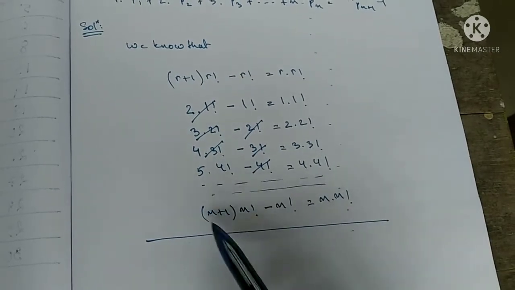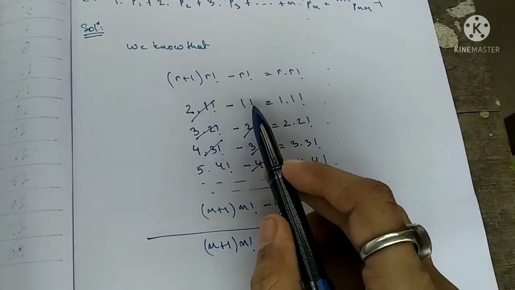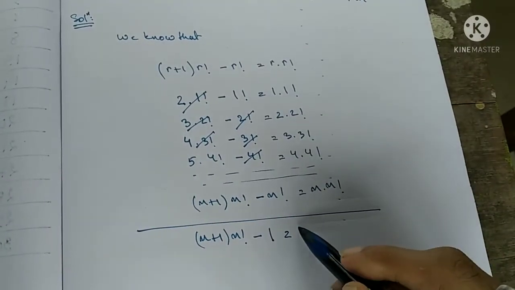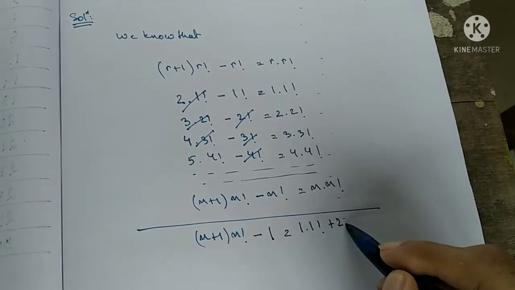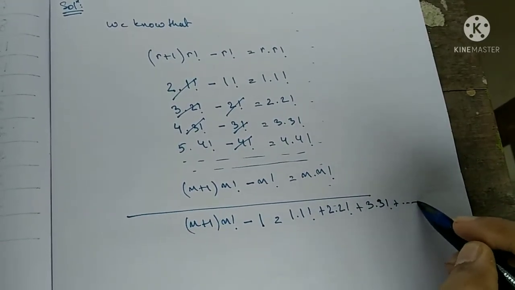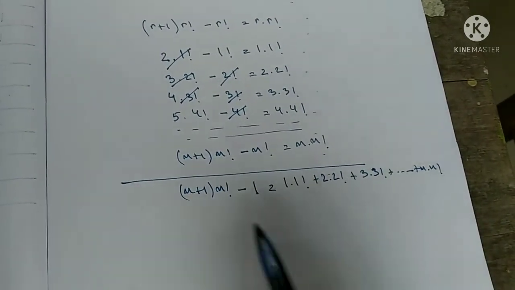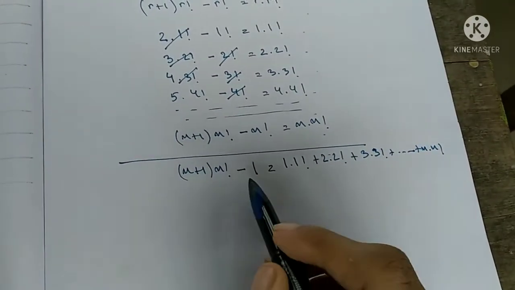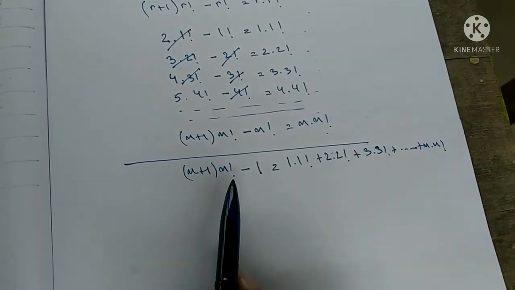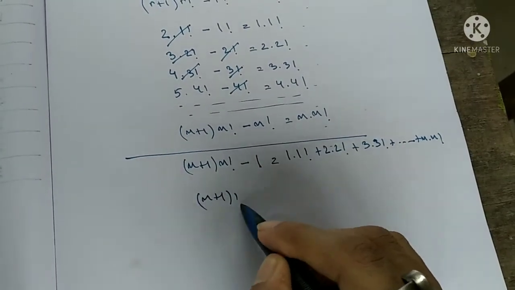So what remained is this one, which is our n plus 1 into n factorial, minus 1 factorial, that is 1, it will remain, minus 1 is equals to, and this side plus, it will be 1 into 1 factorial plus 2 into 2 factorial plus 3 into 3 factorial plus like that dot dot dot plus n into n factorial. Left hand side it will become this one, and this side you see n plus 1 into n factorial, n plus 1 into n factorial means what? This will be n plus 1 factorial.